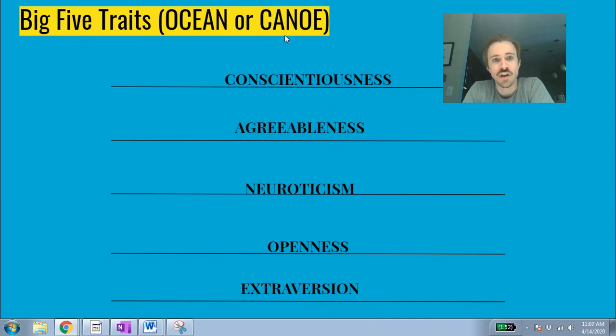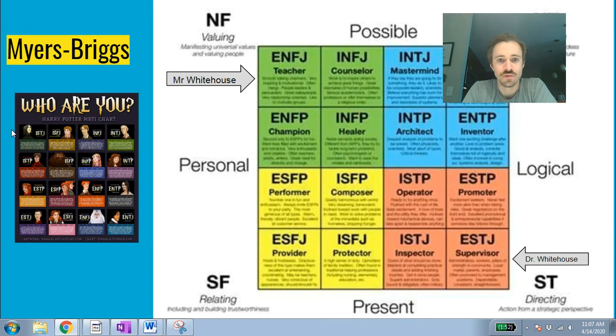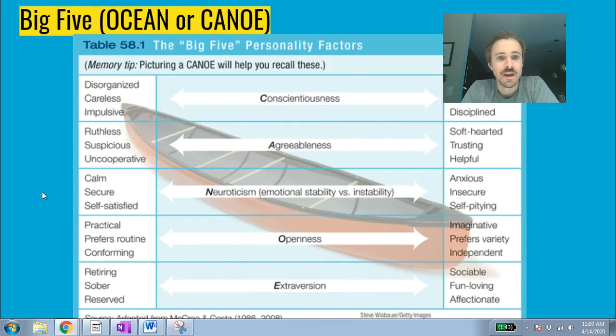So the Big Five, CANOE or OCEAN, are conscientiousness, agreeableness, neuroticism, openness, and extroversion. Again, like the Eysenck, they're all scales, right? Are you very conscientious or not? Are you very agreeable or not? Neurotic or not, open or not, extroversion or not. I think I've got my scores on here somewhere. Yeah. So there's my OCEAN or CANOE scores. We'll get to those in a minute.